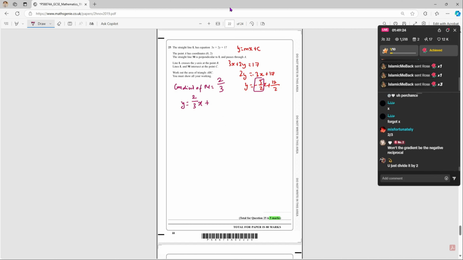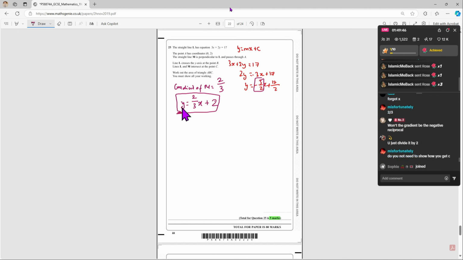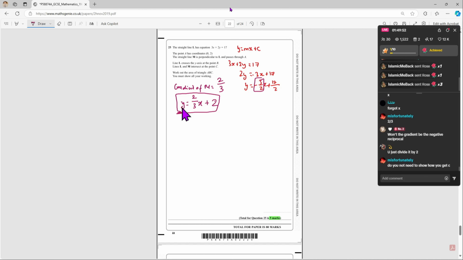We can easily say that it's going to be 2, because when x is 0, y is 2, so we know that it crosses at 2. So that is basically our equation of line M. So we worked that out. Now, line L crosses the y-axis at point B, and line L and M intersect at point C.